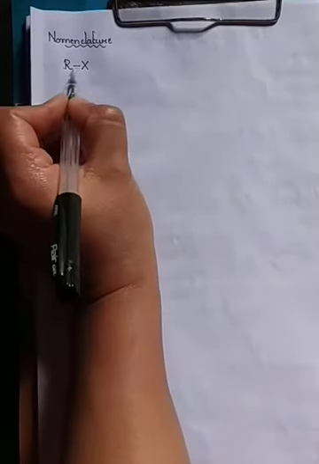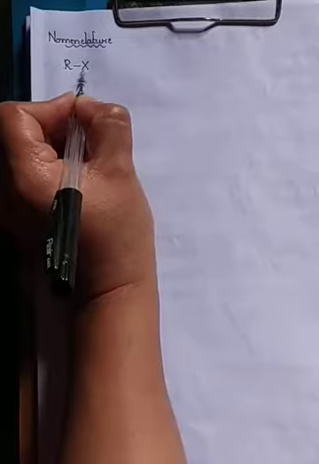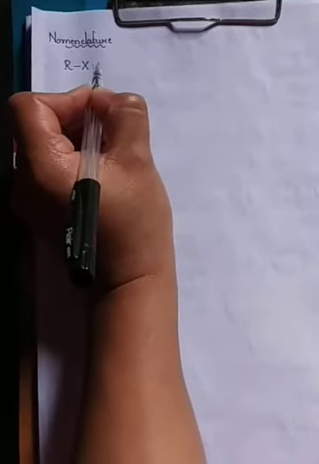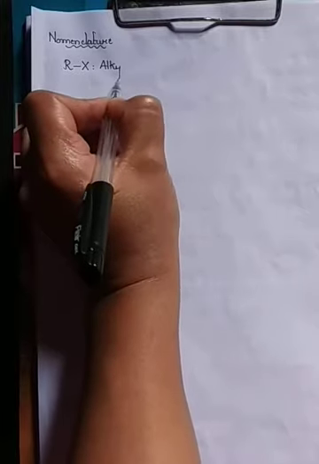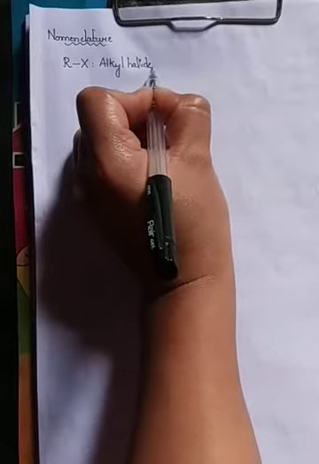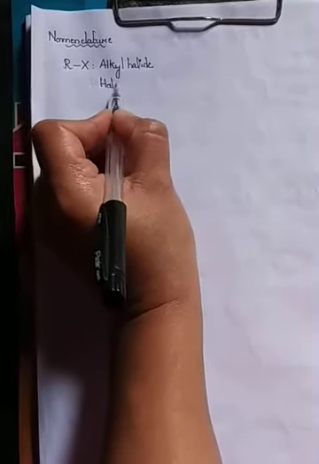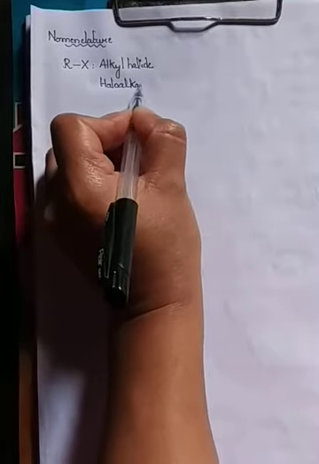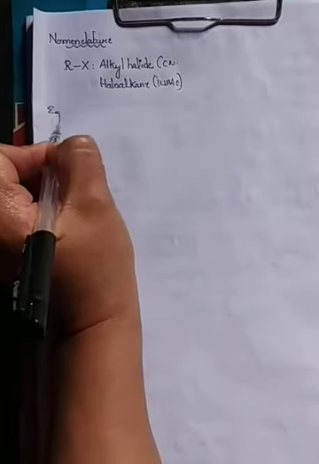Firstly, if we have the general formula RX, R means any alkyl group, X is our halogen atom. Now the common name is known as alkyl halide. Alkyl halide is the common name, and the IUPAC name will be known as haloalkane. Now let's check out some more examples.